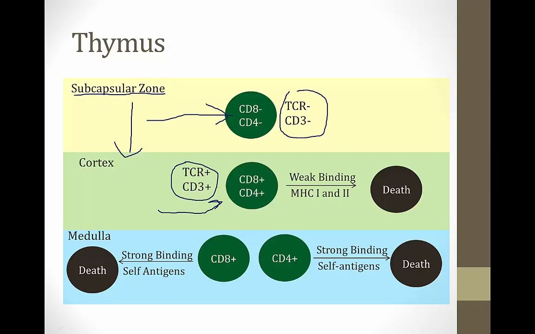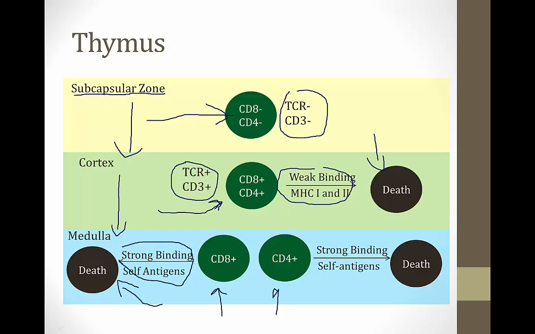This is the only place in the body where you will find T cells that express both CD8 and CD4 together. This is where positive selection takes place, so these T cells must bind very strongly to MHC 1 and 2. If they have weak binding, they will undergo apoptosis and they will die. Next, the T cells migrate to the medulla. In the medulla, they differentiate to be either CD8 T cells or CD4 T cells, and they're tested for binding to MHC and self-antigens. If they bind very strongly, they will die, and this is the process of negative selection.